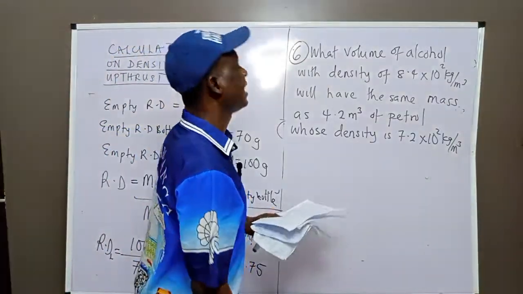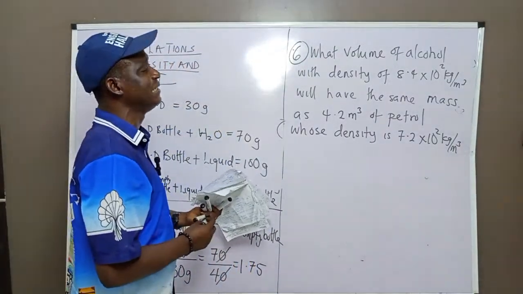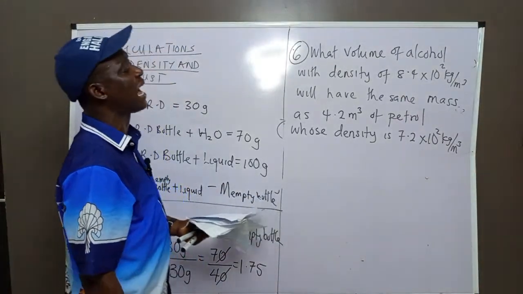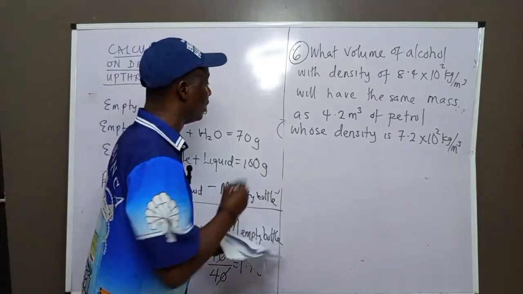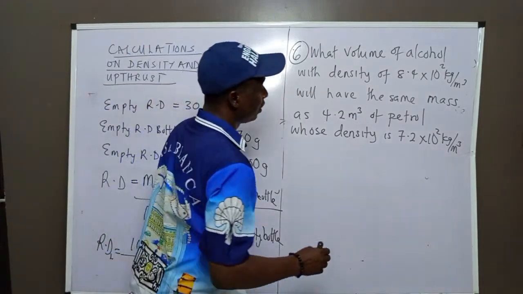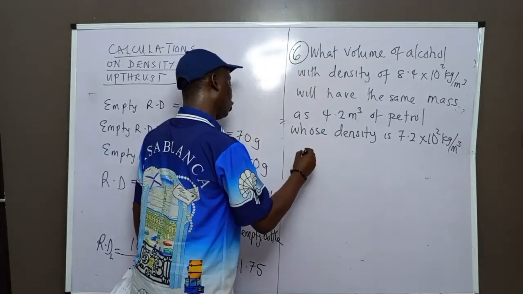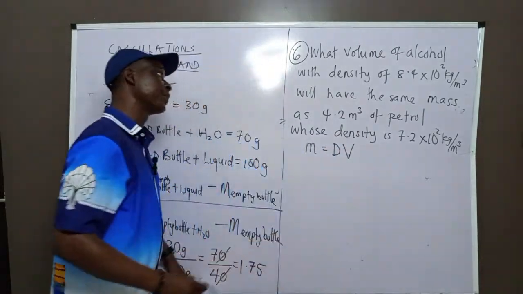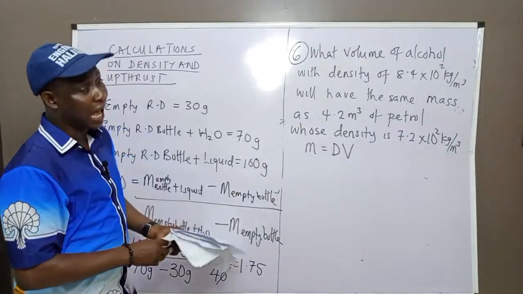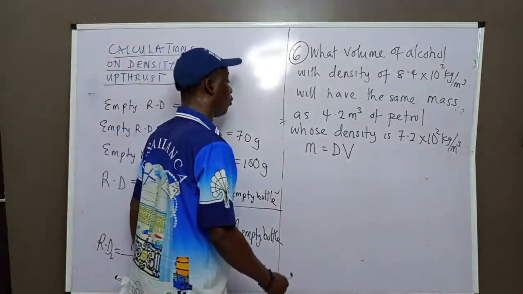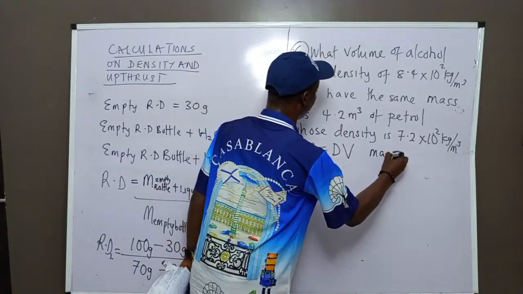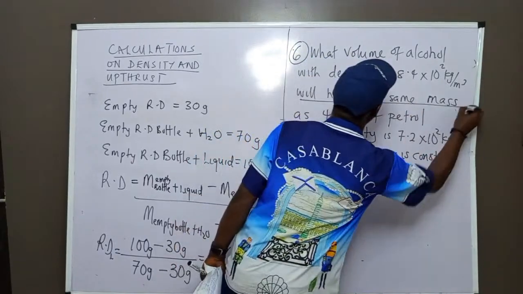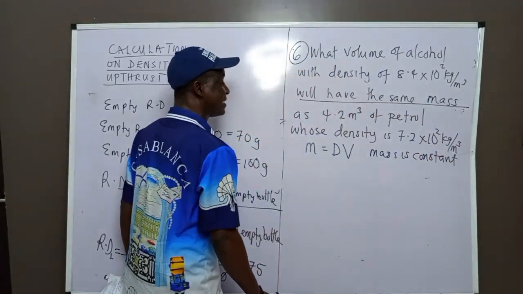Now the question says, what volume of alcohol with density 8.4 times 10^2 kilogram per meter cube will have the same mass as 4.2 meter cube of petrol, whose density is 7.2 times 10^2 kilogram per meter cube? Mass is equal to density times volume. Don't forget, density is equal to mass over volume. And for this question, mass is a constant parameter. They've told us the petrol and alcohol have the same mass.